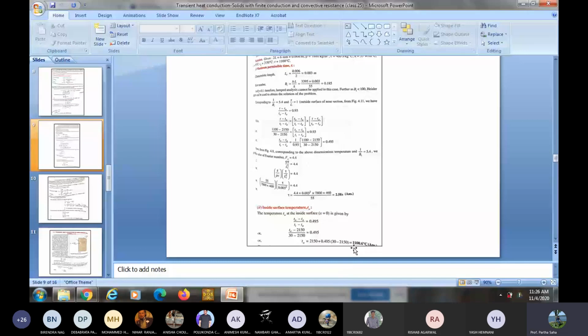Inside surface temperature, again you can use this expression. This is 0.495, we have already calculated, right? So for the inside surface temperature, ambient temperature and initial temperature, you know, solve for it. It is coming 1100.06 C. So actually a different part you have to use, then from the Heisler chart you get the value and solve. Okay, as simple as this.